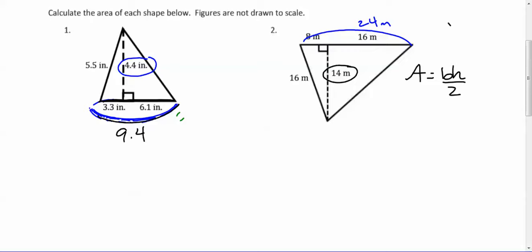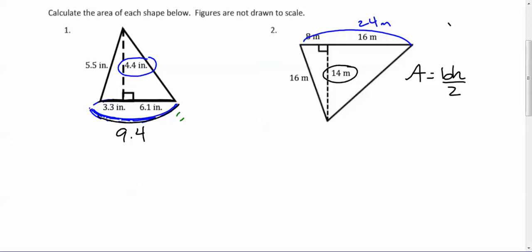Number 2, same concept. We had to add 8 plus 16. You have 24 meters for that base, and this one's kind of like standing on its head, it's okay, and that height is 14. So you'd multiply 24 times 14, divide that by 2. That's going to give you how many square meters it would take to cover that shape. Any questions on how to approach those two?